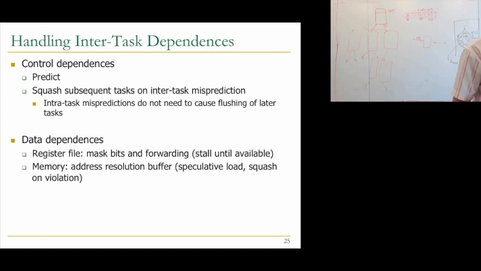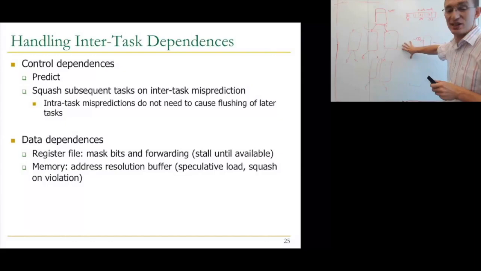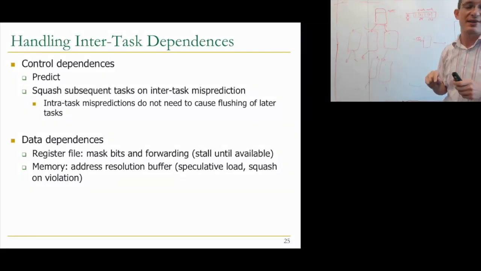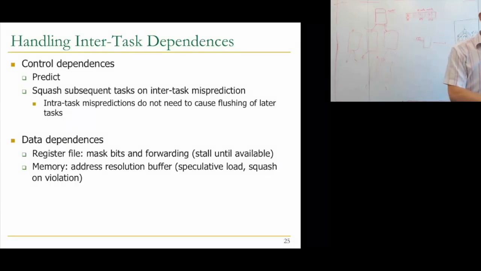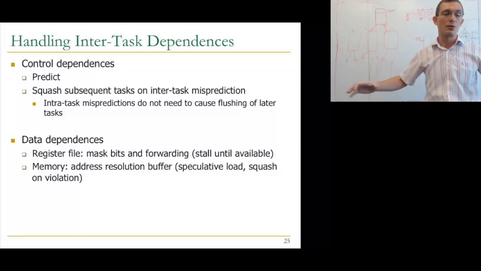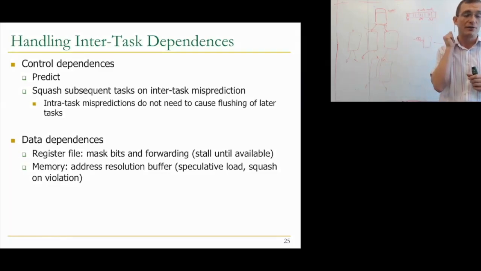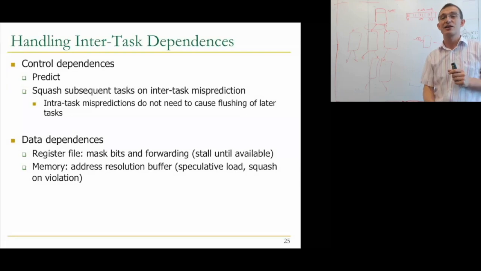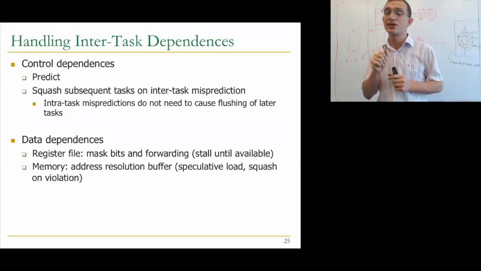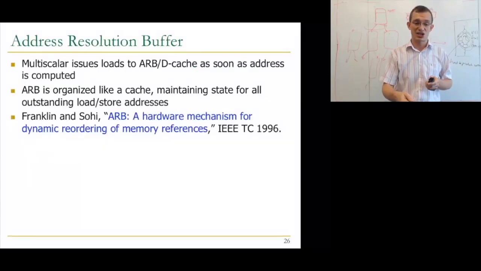Right? Data dependencies, on the other hand, if data dependencies are through the register file, then we have mask bits and forwarding, as I discussed. Basically, if a task is waiting for a register, then it stalls until that register is available. Right? This is a full-empty bit synchronization in the register file. On the other hand, for memory, we have a separate store buffer. Multiscalar proposed a separate store buffer called the address resolution buffer. And the idea is loads are speculative. Loads speculatively load the values. And if they actually loaded a value they shouldn't have loaded, the task is squashed.